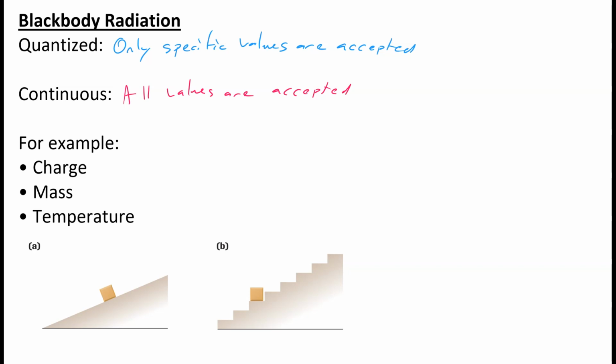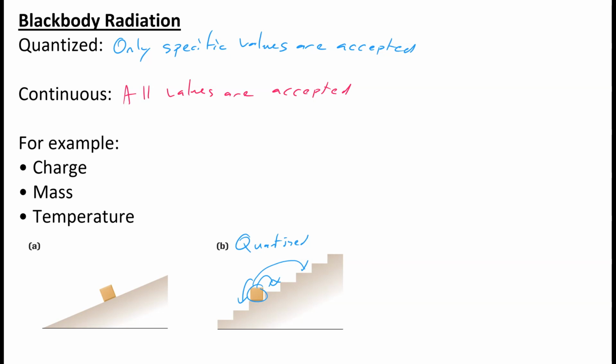Now I like these drawings at the bottom of our page to help illustrate this idea. If we look at example B, example B would be an example of a quantized value. You could have your block right here, or you could put it up a stair, or down a stair, or up so many stairs. The point is, you're on a stair or you're not. You can't be on 1.2 stairs or 1.7 stairs. You're on one stair or you're on the next.